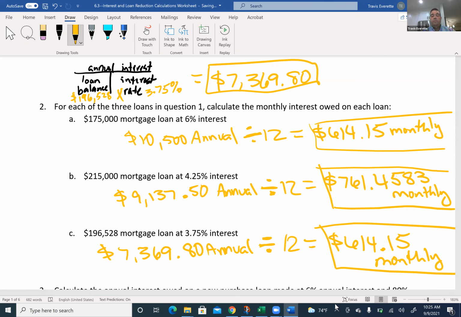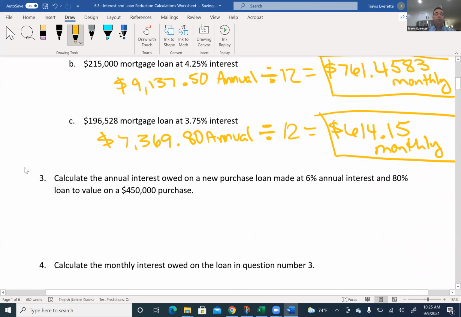Okay. So we want to make sure that you're all good on something as simple as that, because if you can't do those, you're going to struggle as we move forward. All right, so let's take a look at number 3 here.